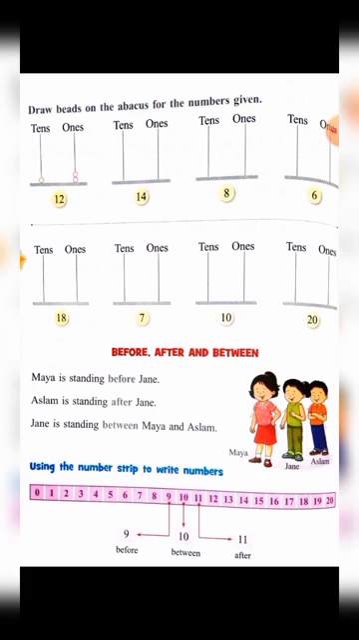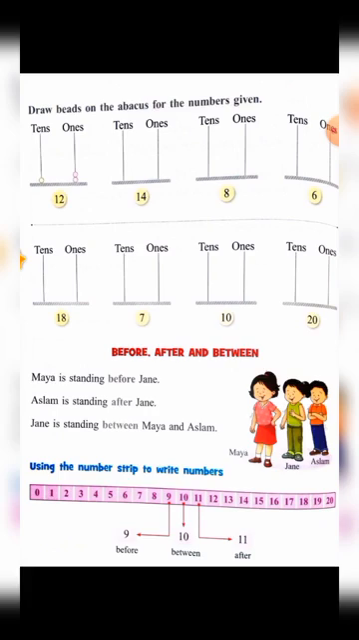So next, 6. We should consider this in ones place. There is no number in tens place, so we should draw 6 beads in ones place and we should not draw any beads in tens place. So like this you should solve the other remaining 4 problems.